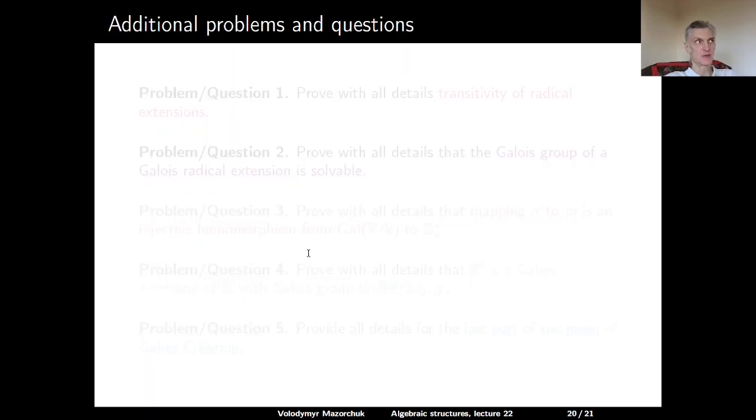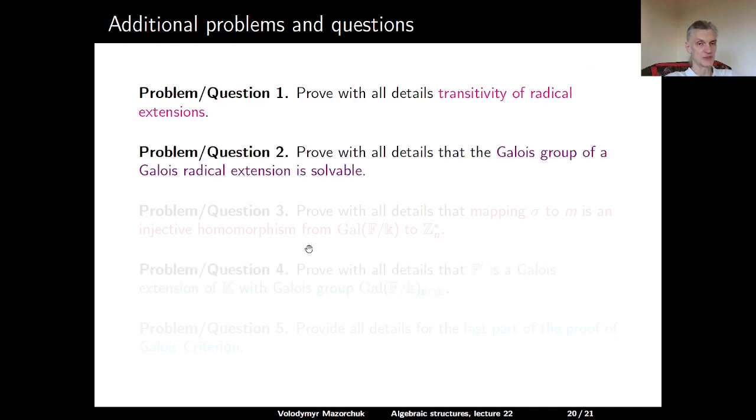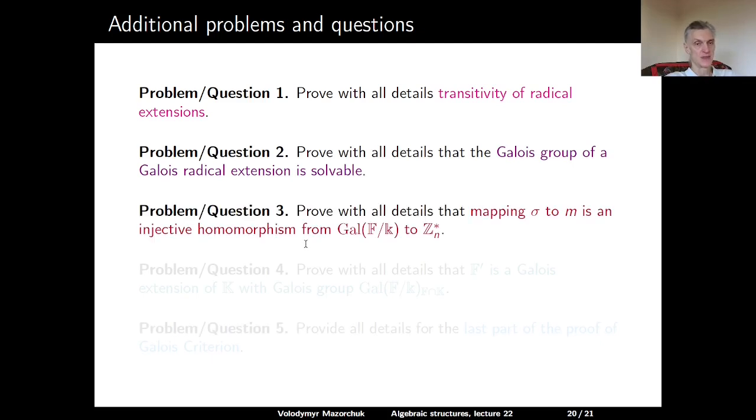Some additional problems and questions at the end. Problem question 1. Prove with all details the transitivity of radical extensions. Problem question 2. Prove with all details that the Galois group of a Galois radical extension is solvable. Problem question 3. Prove with all details that mapping sigma to M is an injective homomorphism from the Galois group of f over k to Z sub n star. So we had this in one of our proofs.